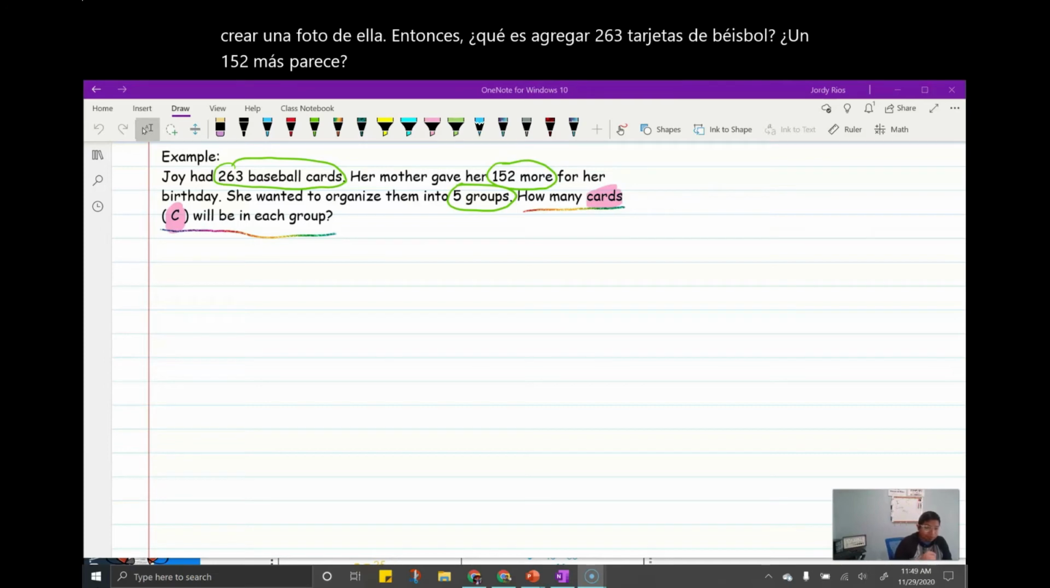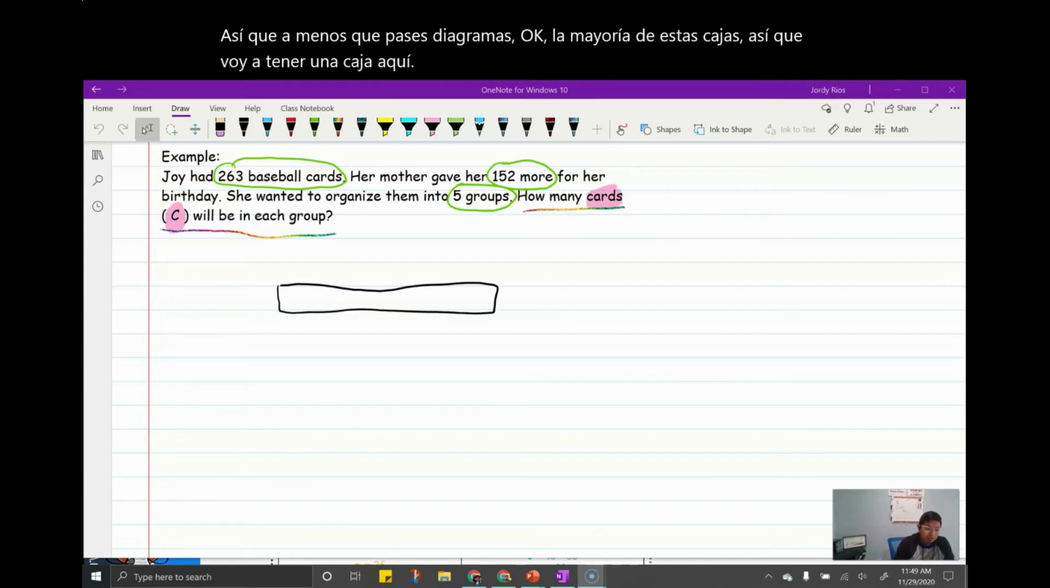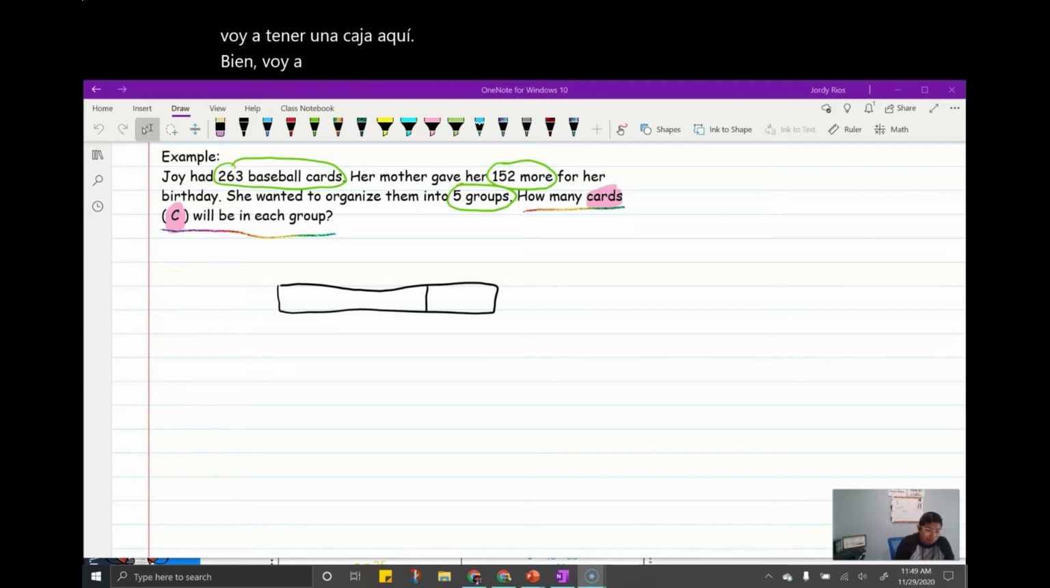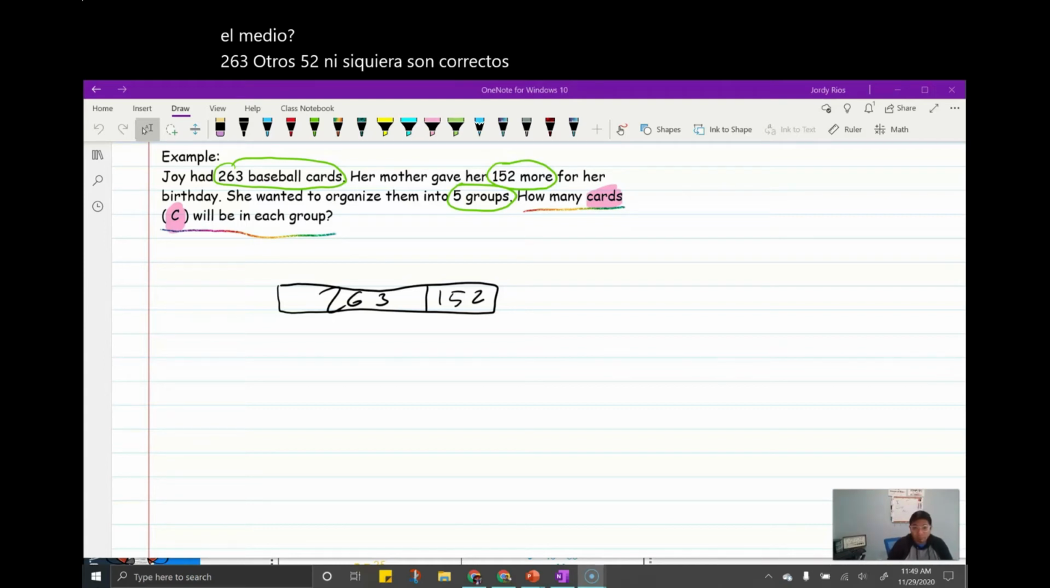Good. So let's use strip diagrams, okay? Let's just use boxes. So I'm gonna have a box right here, and I'm gonna chop it off right here. And this is gonna be 263. This is gonna be 152. And the reason why didn't I cut it in the middle? Exactly in the middle. Good, because 263 and 152 are not even. Correct. Good job.